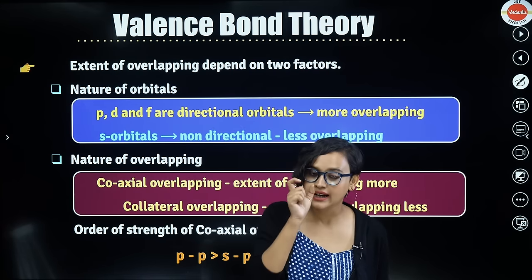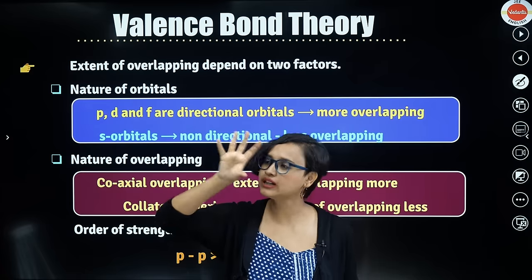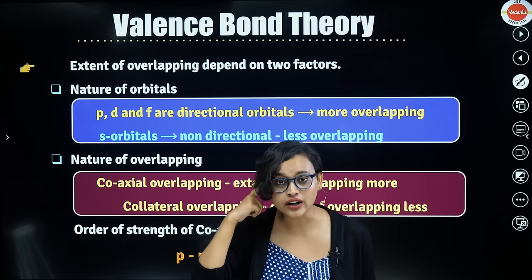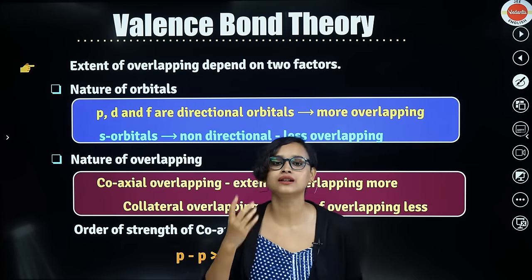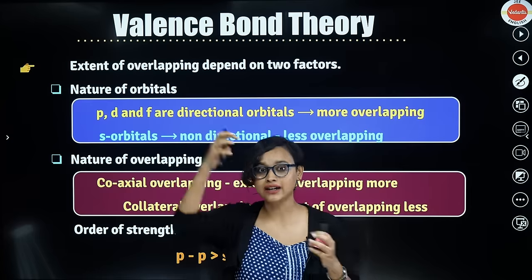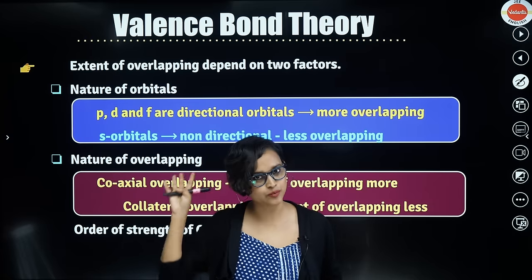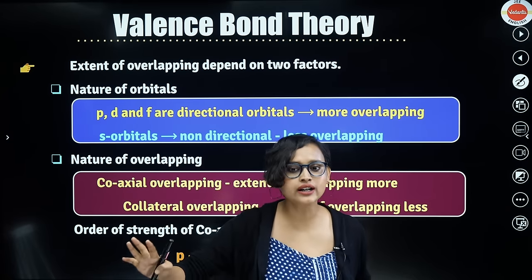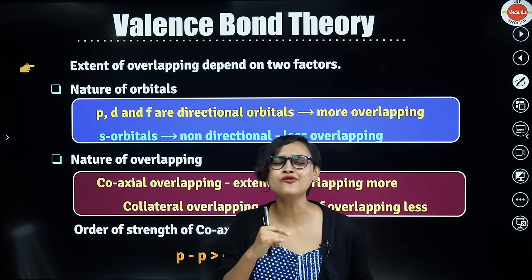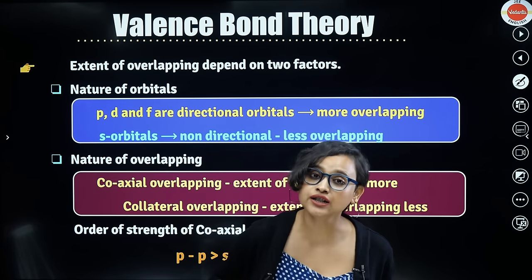Now, moving on. Extent of overlapping depends on two factors. One is nature of orbital. You understand that s orbital is just a sphere, right? So what direction are we talking about? It's just a sphere, non-directional. Because it is non-directional, if an s orbital is involved, there is always less overlapping. But for p, d and f, you know how they look? p looks like a dumbbell, d looks like a double dumbbell, f is even more complicated. So in these cases, there is more overlapping. s is just a sphere, non-directional, less overlapping. Gotcha? Great. Next one is nature of overlapping. Nature of orbital, we understood p, d and f have more overlapping, s has less overlapping.